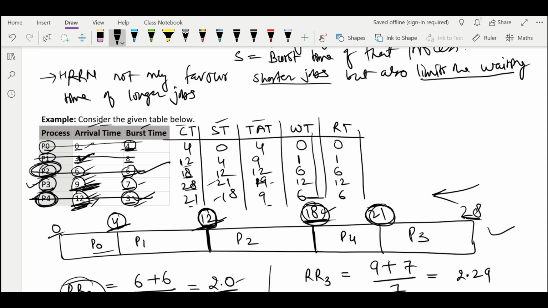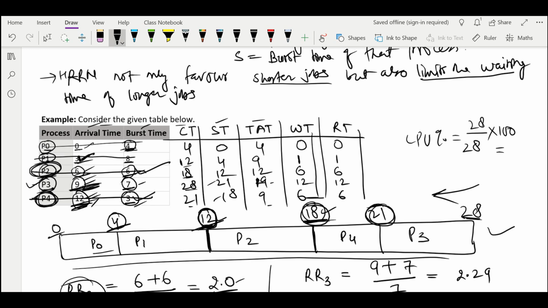Okay. And what is CPU utilization? See, no gap. So total useful time 28, total time 28, multiply by 100, that is 100%. And throughput is easy. Throughput is total processes 5 divided by total time 28. Okay. This is how we can solve the HRRN algorithm.